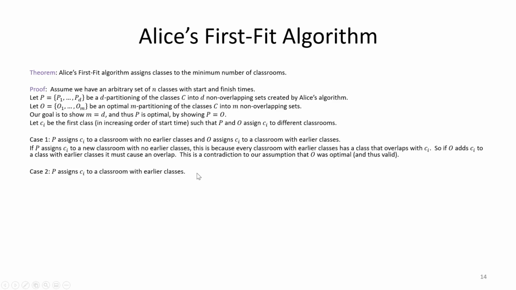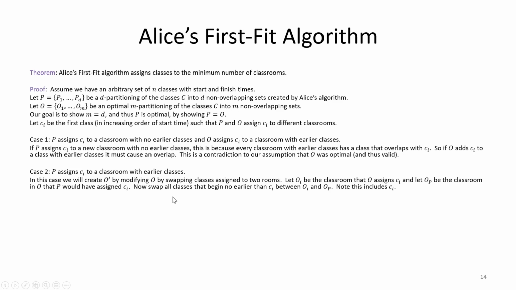So here's what the idea is going to be. Let's say we have basically two classrooms that we need to worry about. In our optimal solution O, the classroom that O assigns C_i, I'm going to call O_i. So in this optimal solution, there's some classroom where C_i gets assigned. I'm going to call that O_i. I'm going to let O_P, this is still a classroom in O, be the classroom in O that P would have assigned C_i if we were in P instead. What that means is O_P has all the same earlier classes as the classroom in P that P assigns C_i to. Now we know it's a different classroom because of this assumption that we've assigned to different rooms.